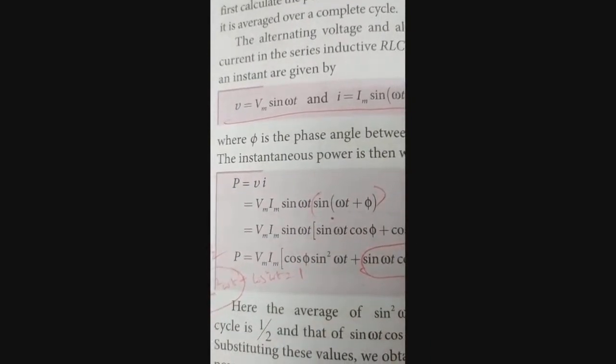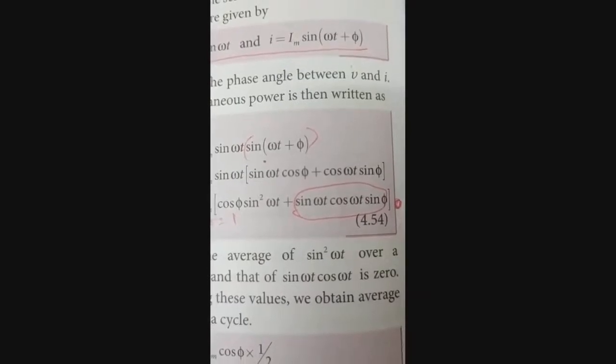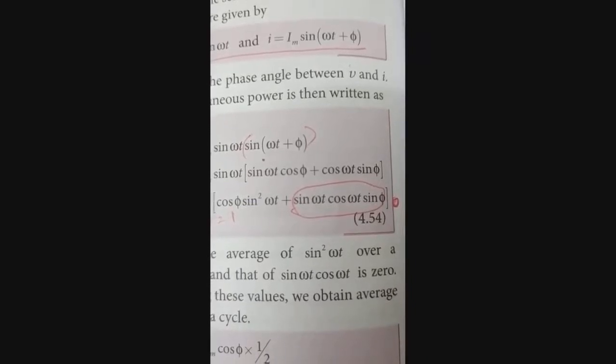And so you know the formula for power. Instantaneous power is given by instantaneous voltage into instantaneous current. So you can substitute that: instead of V, Vm sin omega t, and instead of I, Im sin(omega t plus phi). When you expand sin(omega t plus phi), you know sin(A plus B) is equal to sin A cos B plus cos A sin B, so sin omega t cos phi plus cos omega t sin phi, and you multiply sin omega t inside the equation. So Vm Im, and the equation becomes cos phi sin square omega t plus sin omega t cos omega t sin phi.